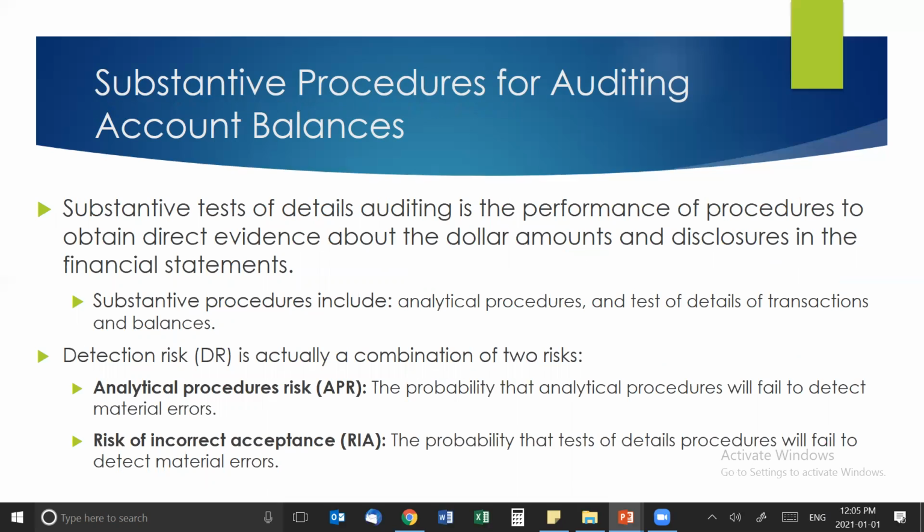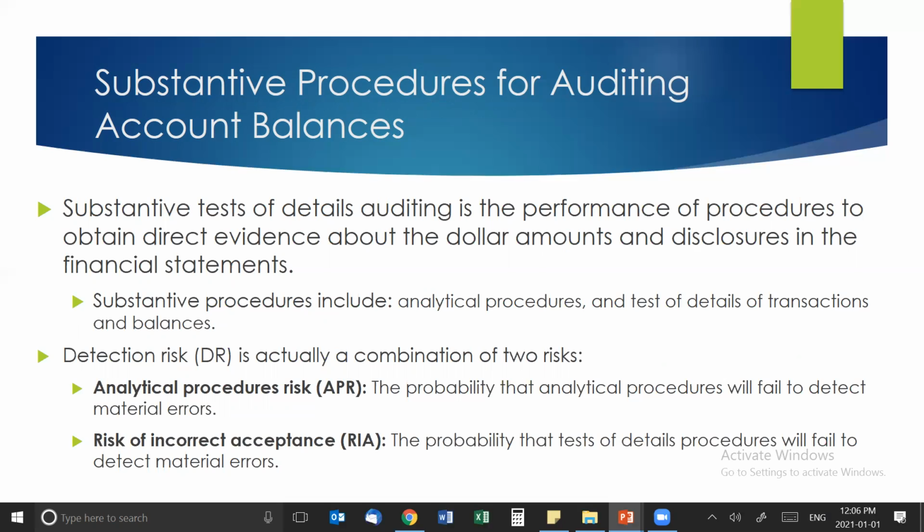All right, now when doing substantive testing, so auditing the actual account balances, when you're looking at how much to do, you're looking at detection risk, right? The lower the detection risk, the more samples you have to obtain. Detection risk is actually a combination of 2 different risks. One's called analytical procedures risk, which is the probability that analytical procedures will fail to detect material errors. Analytical procedures are comparing last year's numbers to current year numbers.